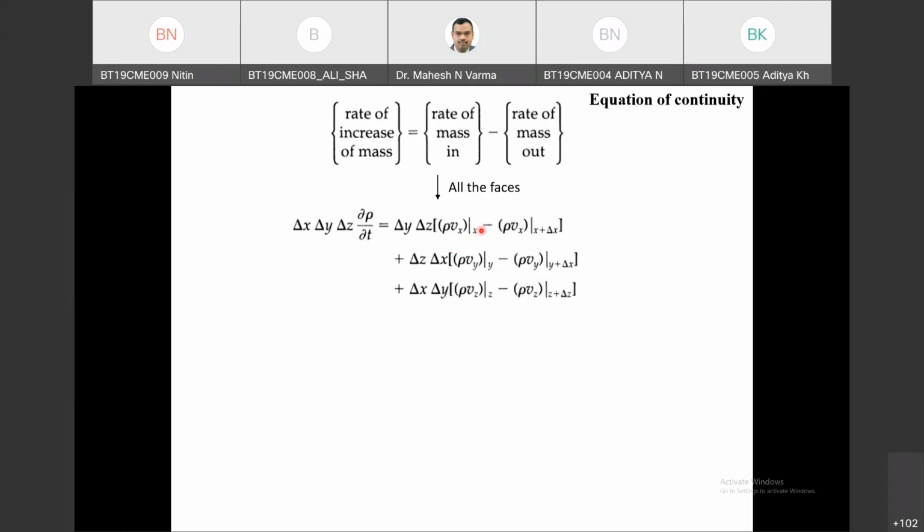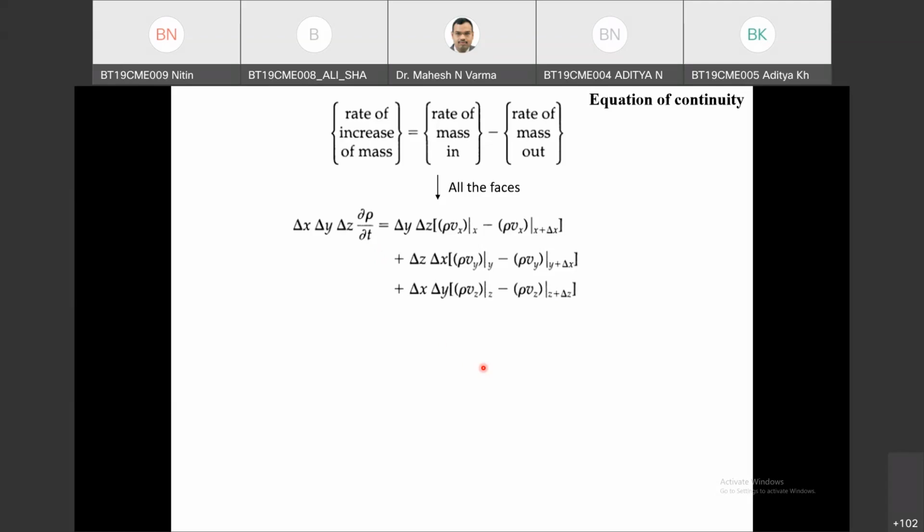Because I have the property at x and the property at x plus delta x. So divide by delta x, delta y, delta z. So this will be the property at x minus the property at x plus delta x, divided by delta x. This will be the property at y minus the property at y plus delta y, divided by delta y. And this is the property at z, minus the property at z plus delta z, divided by delta z. That will be equal to d rho by dt.